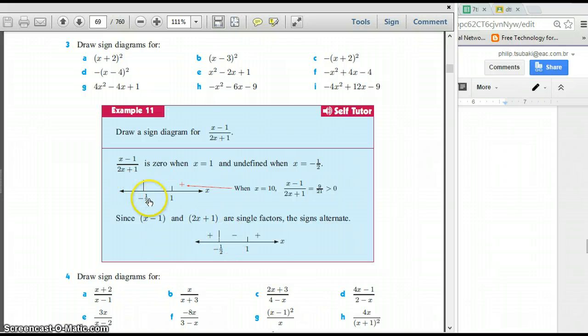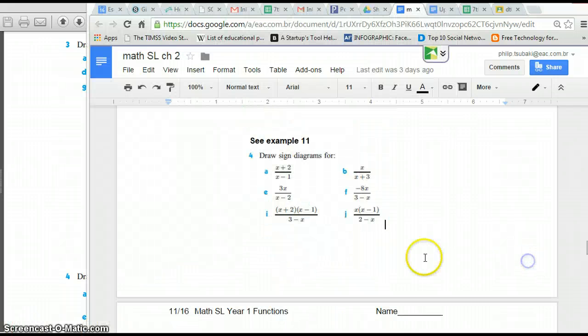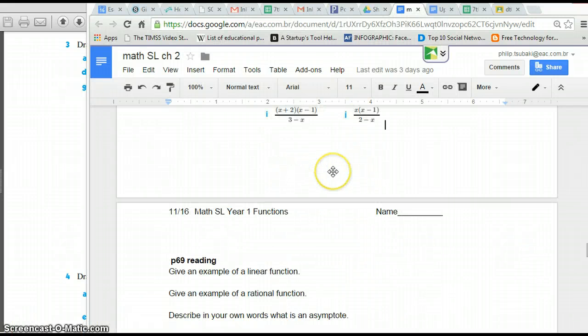What about to the left of negative 1/2? Let's try a big negative number like negative 100. So that would be negative 101 divided by negative 200 plus 1, which would be two negative numbers. One negative number divided by the other. That would be a big positive number. So, again, positive. So positive, negative, positive is the result. Now you can finish these, okay?